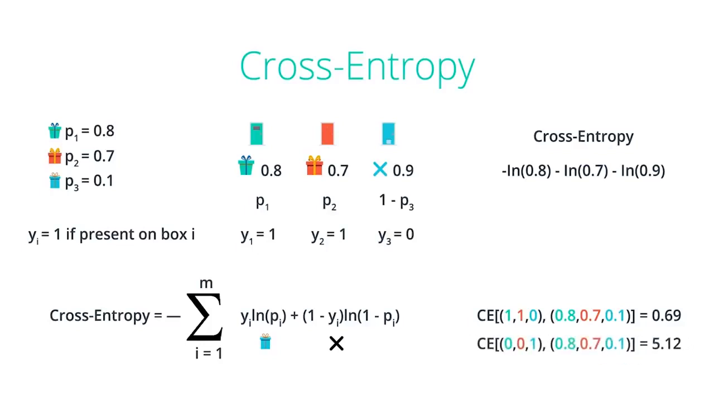But on the other hand, if we calculate the cross-entropy of the pairs 0, 0, 1 and 0.8, 0.7, 0.1, that is 5.12, which is very high. This is because the arrangement of gifts being given by the first set of numbers is very unlikely to happen from the probabilities given by the second set of numbers.